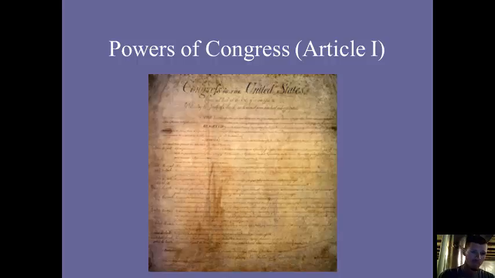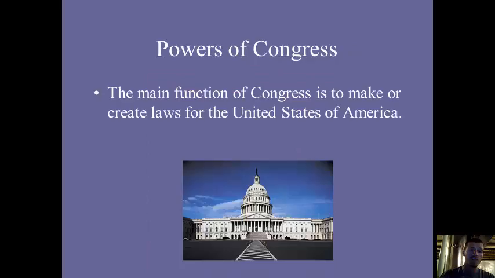So this one we're dealing with is the powers of Congress. We're finishing up Article 1 of the Constitution, talking about some of the things that Congress can and cannot do based on what the Constitution says. So the main thing that Congress is able to do, you can see right here, is make laws. Day in and day out, that's what members of the House and members of the Senate are doing on a daily basis. Any law that is created comes from Congress, from one house or the other.